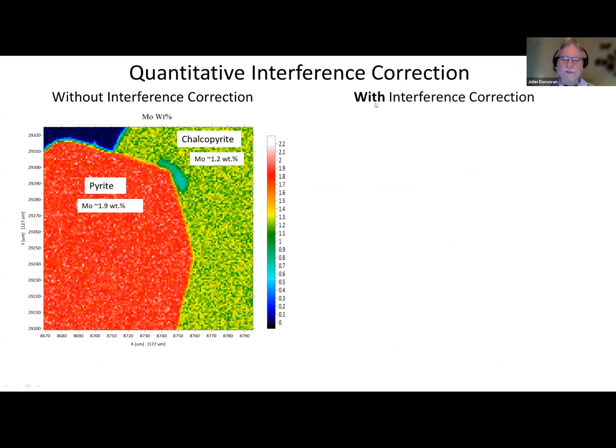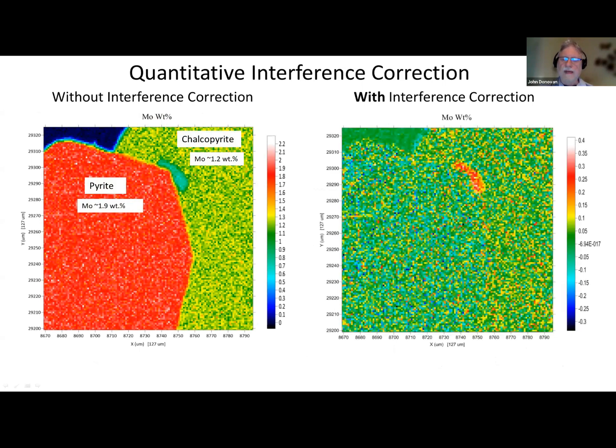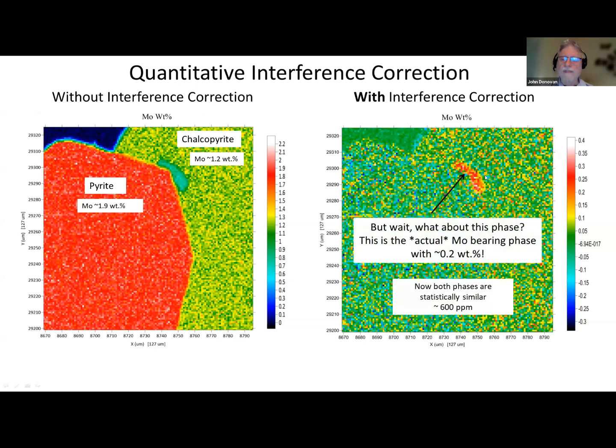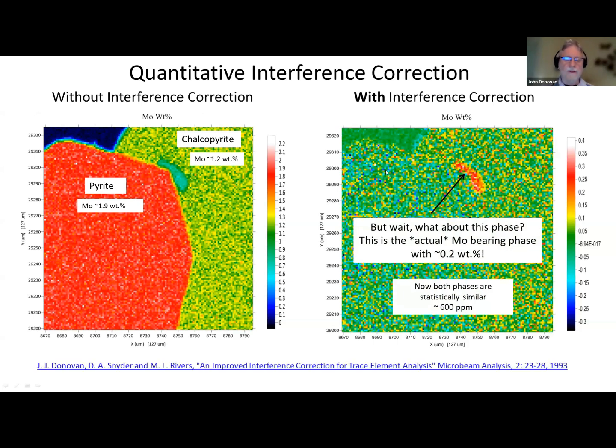Now, with the interference correction, we are going to see something very different. Now we see that the phases are statistically similar. The pyrite and the chalcopyrite both essentially are zero molybdenum. And look, what's this? Oh, now this is the molybdenum bearing phase. Okay, so that actually is the phase of interest. So you can read about that, published in '93, but we've updated some of these things since then.